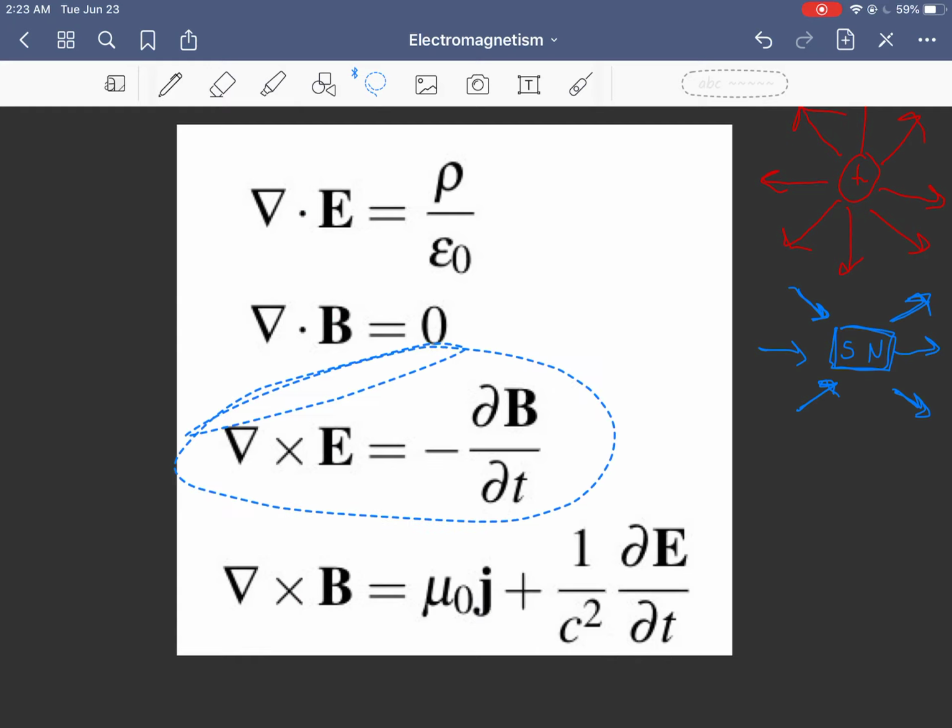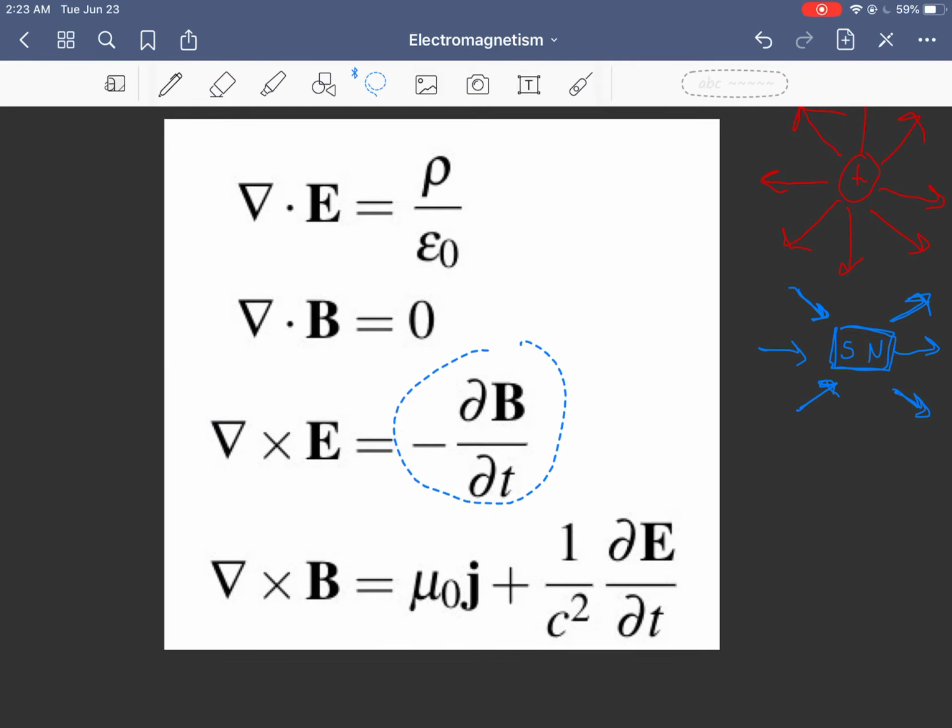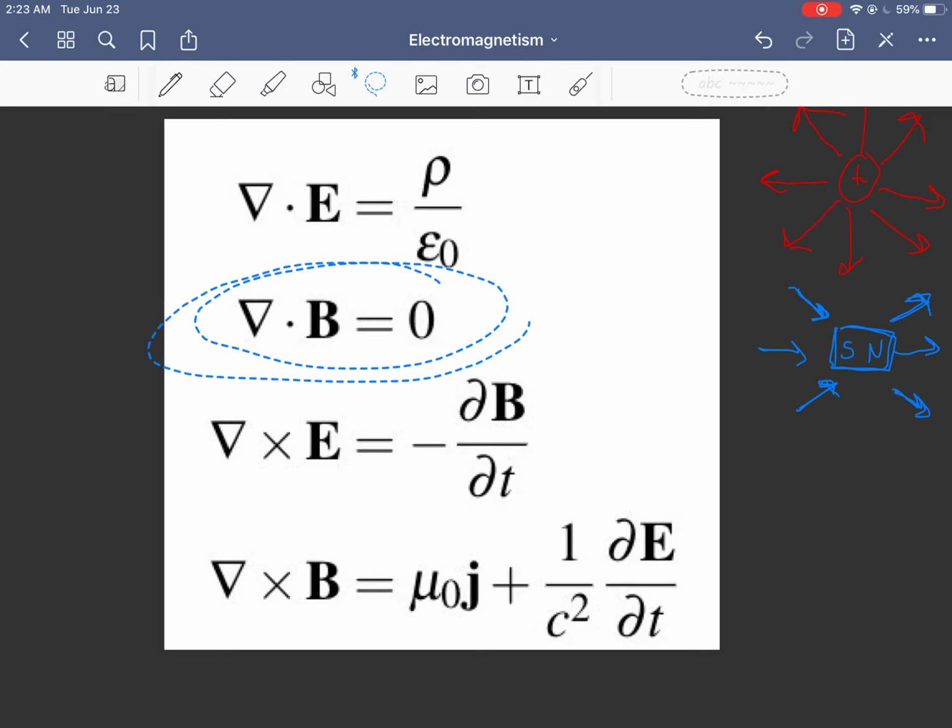Here, whenever magnetic fields change, electric fields will always curl around them. Whenever an electric field changes, magnetic fields will always curl around them. These two other equations aren't too hard to wrap your head around either. All this means is that charges, like positive charges, have a bunch of electric fields coming away from them in all directions.